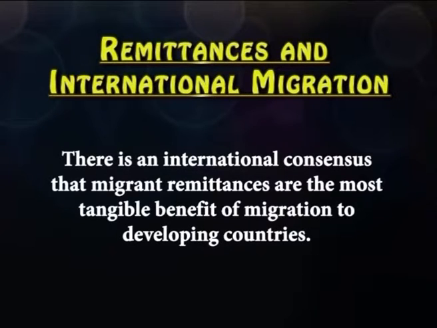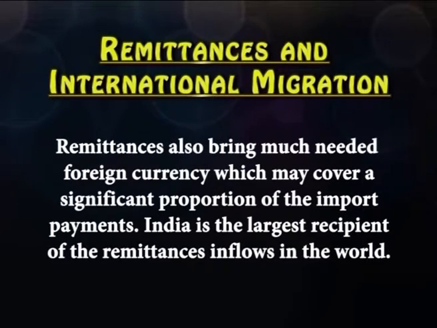There is an international consensus that migrant remittances are the most tangible benefit of migration to developing countries. Migrant remittances usually go towards improved housing, nutrition, schooling and healthcare. Remittances therefore create human capital by financing education of the children and health for all age groups and improving food security for the poor households. Remittances also bring much needed foreign currency which may cover a significant proportion of the import payments.